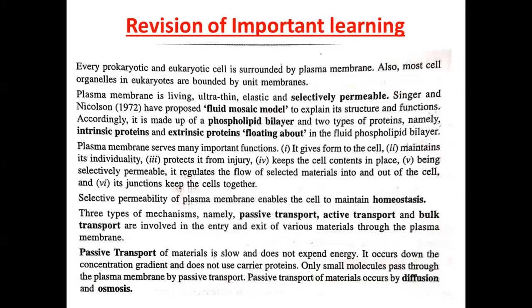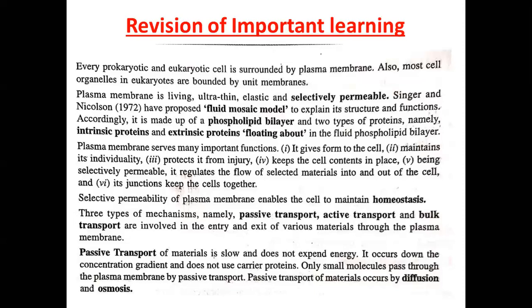Now in this line, children, you can see that the plasma membrane is living, ultra-thin, elastic, and selectively permeable. So it is very clear. That means it allows only selected material to come inside the cell. Clear? It is not semi. Semi means half. So it will always be selectively permeable only. Clear? Next, the plasma membrane serves many important functions.